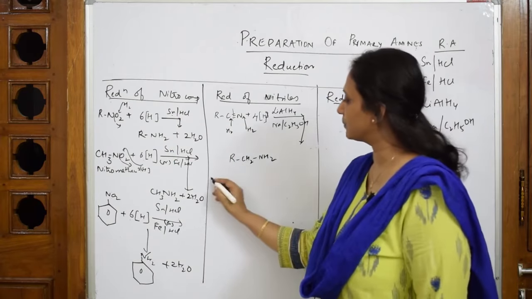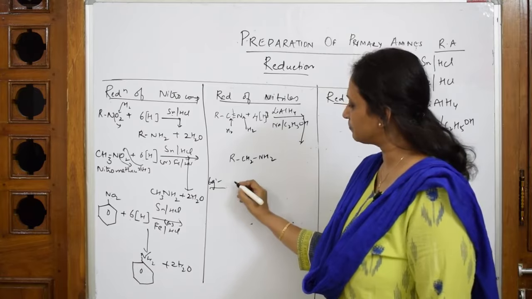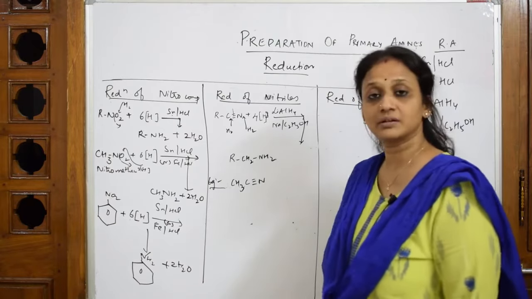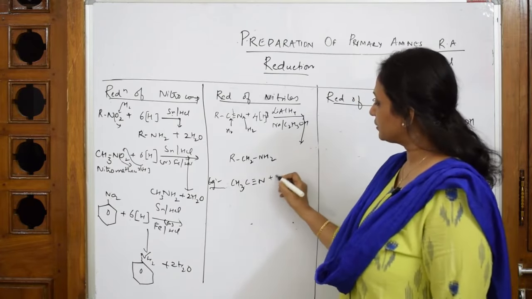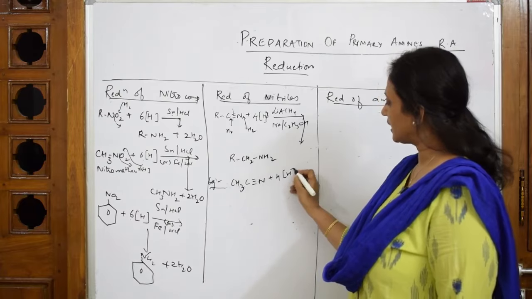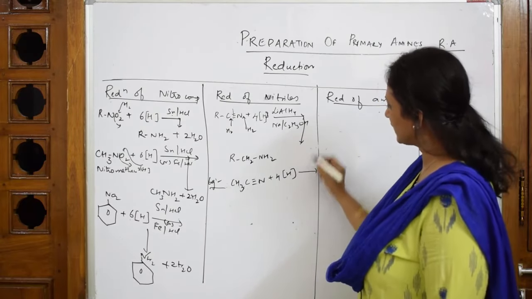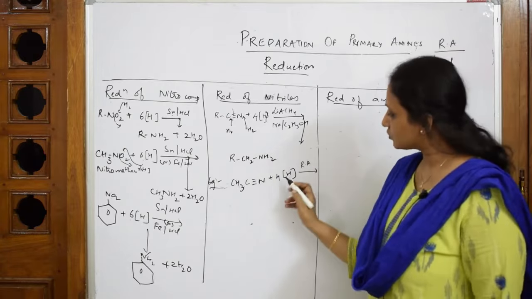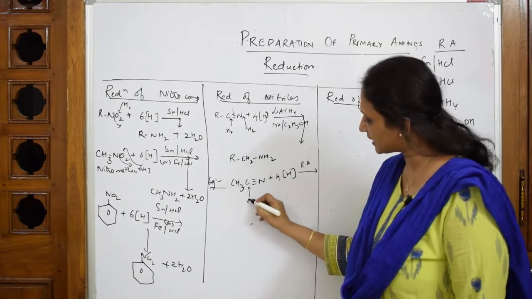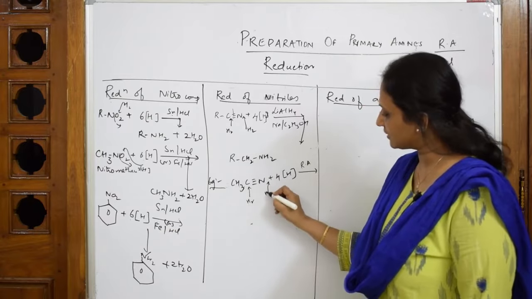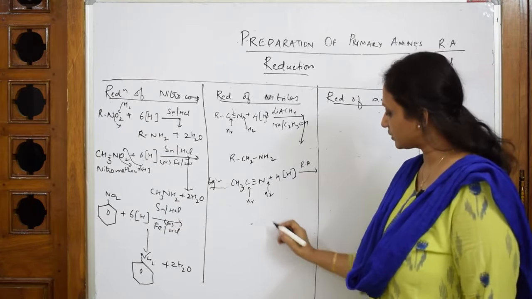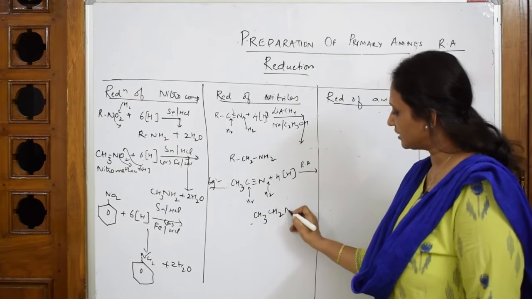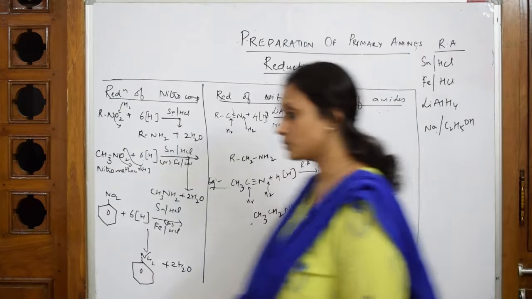Let us write an example. CH3, C triple bond N. What am I doing? I'm going to take 4 hydrogens. Again, I'm going to introduce a reducing agent here. I don't have place, that's why I'm writing Ra. So what did I say? 2 hydrogens will add here, 2 hydrogens will add here. What product do I get? I get CH3 CH2NH2.